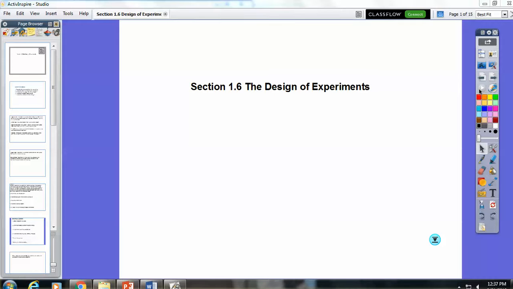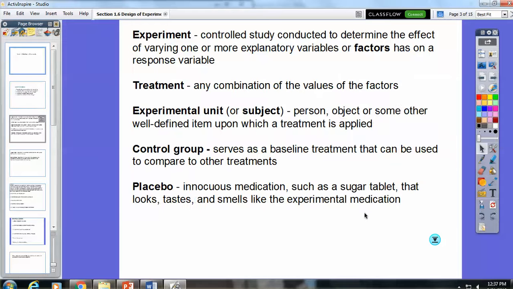Experimental design today. Our last piece of chapter 1. We have, just like everything else in this chapter, definitions. Definitions and more definitions. So, experiments. We've talked about the difference between an observational study and a designed experiment, so we have already touched on that. But when I talk about an experiment, remember that's just a controlled study conducted to determine the effect of varying one or more explanatory variables or factors.